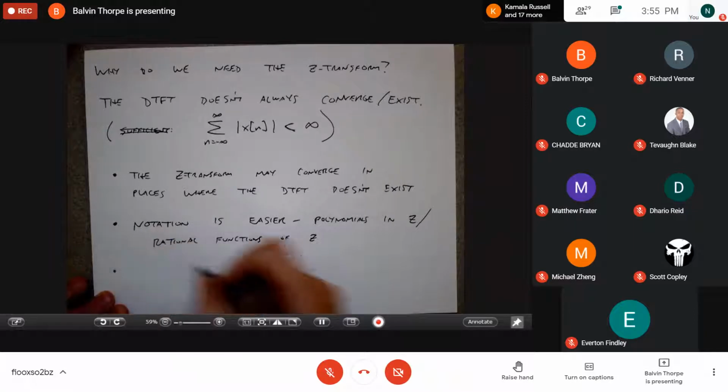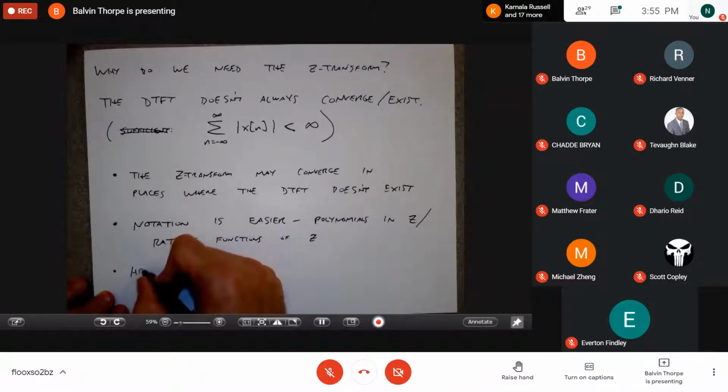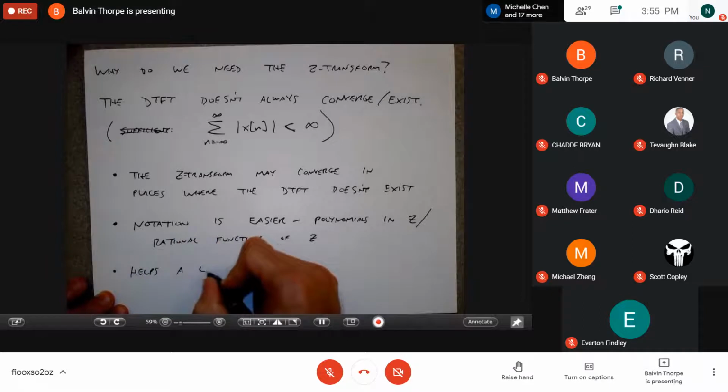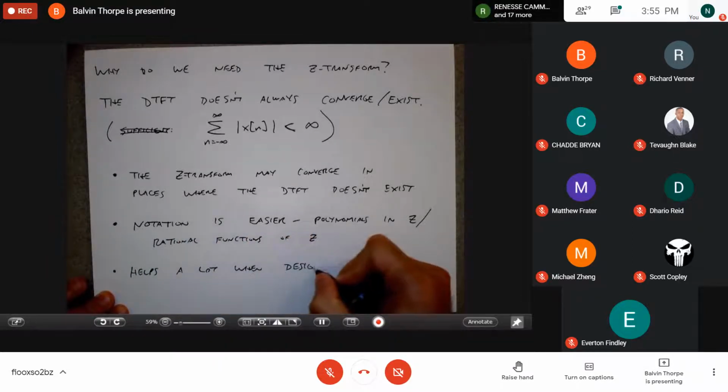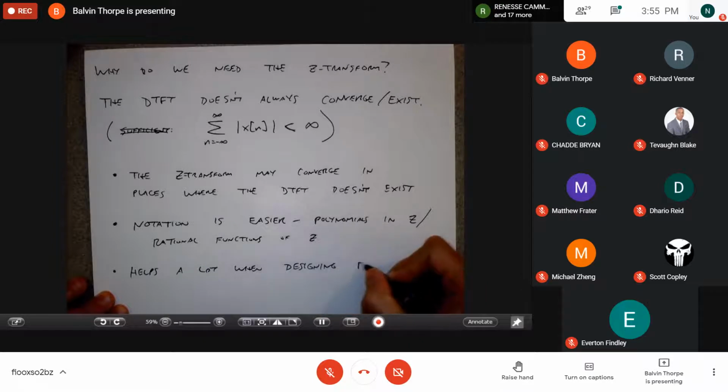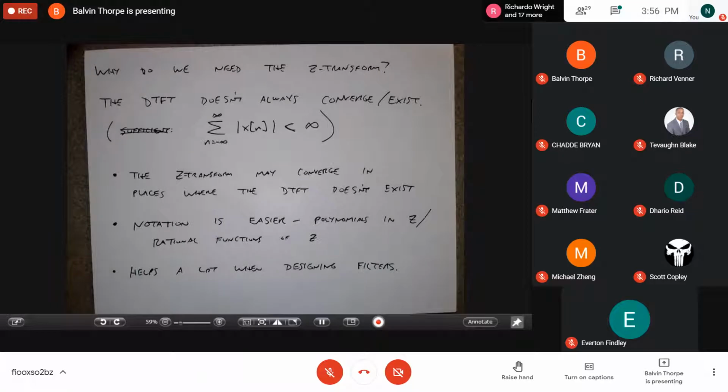And the third one is that the Z transform helps a lot when designing filters. We're going to talk more about that after the first exam, but the idea is that I look at what are called the poles and the zeros of the Z transform, and understanding what those poles and zeros are doing helps me extremely in terms of designing filters that do what I want. It's tough to design filters directly in the frequency domain, but it's a lot easier to do it in the Z world, okay?